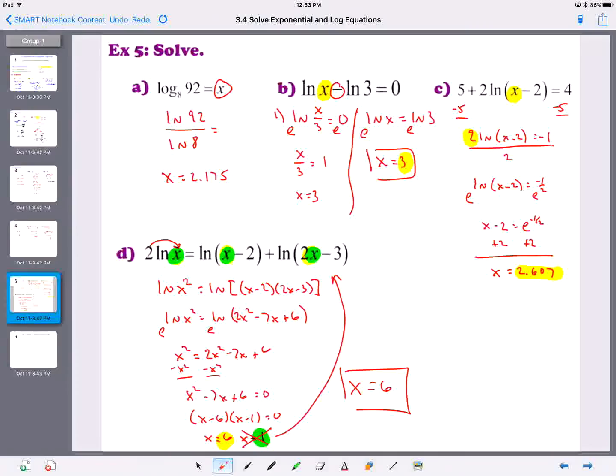A lot there. Make sure you guys do your homework on this and practice all these different types of equations.